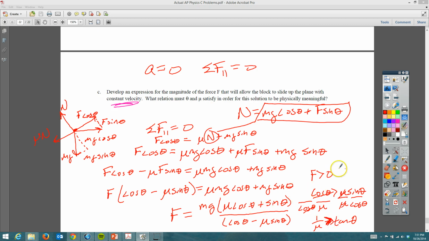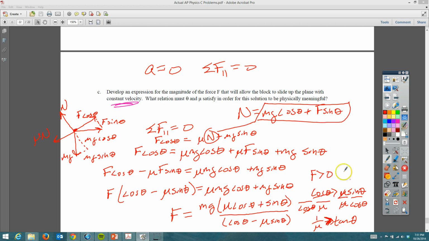This part's easy to get, but then this part's a little bit harder. We need a force that will allow the block to slide up the plane. So we need just a little bit more than 0. You need like 0.0001 force in order for it to go up. Otherwise, a equals 0 here just means that we haven't gotten it started yet. So here we just need a little force to get it started. And so this is the relationship, kind of a weird thing.